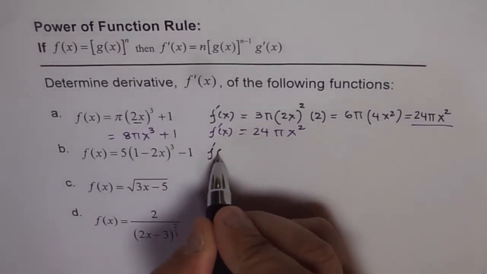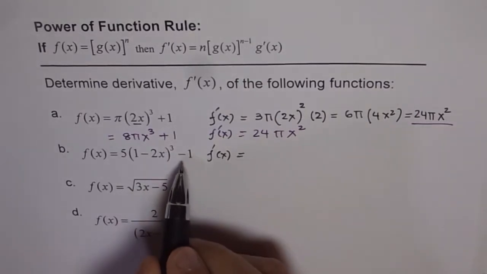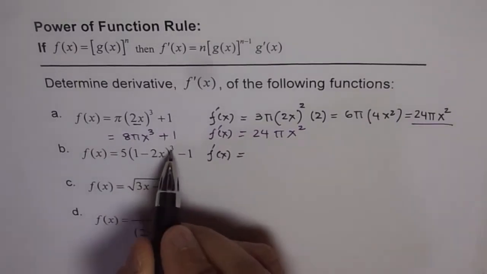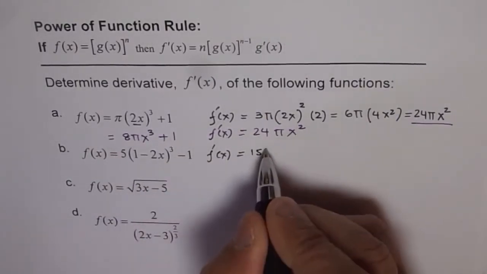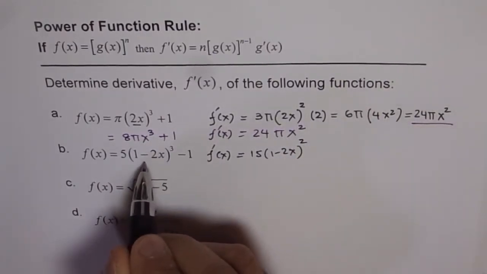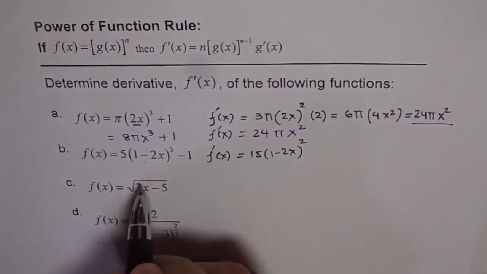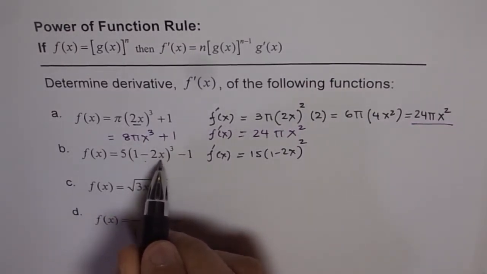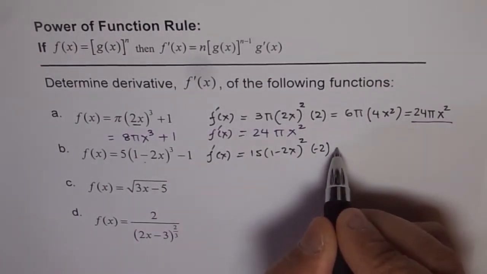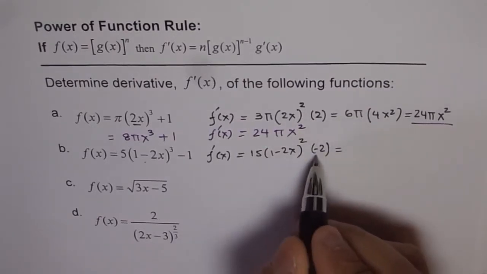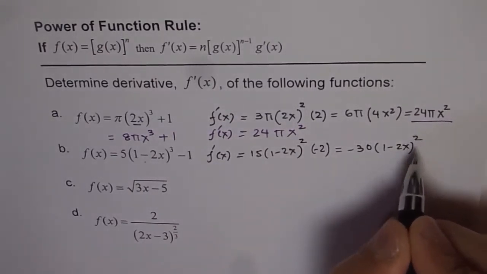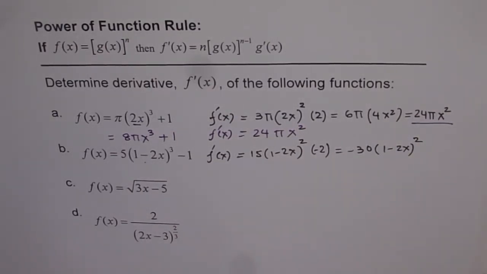So what do we get? We get f dash x equals, well, the derivative of this constant is 0, so I will not be writing anything there, but the derivative of this first part is 5 times 3, which is 15, times 1 minus 2x to the power of 3 minus 1, which is 2, times the derivative of this. What is the derivative of 1 minus 2x? It is minus 2. So we multiply by minus 2, and the derivative of minus 1 is 0, so we get this. When we open this up, you can write this as minus 30 times 1 minus 2x whole squared, right?